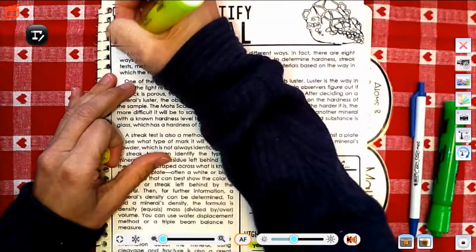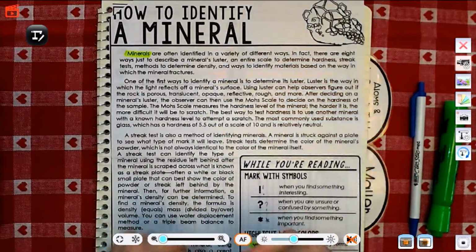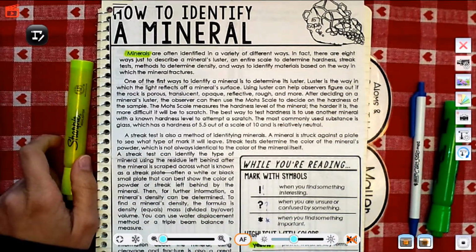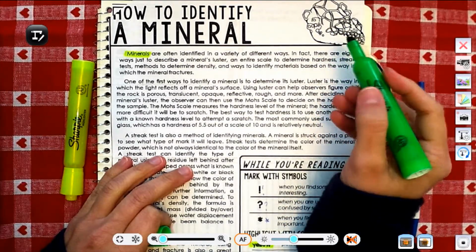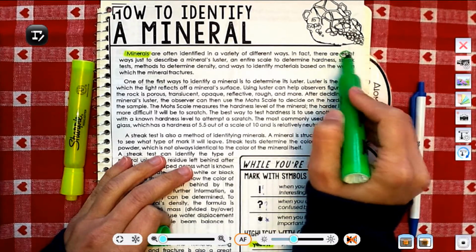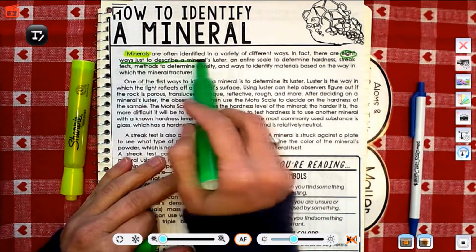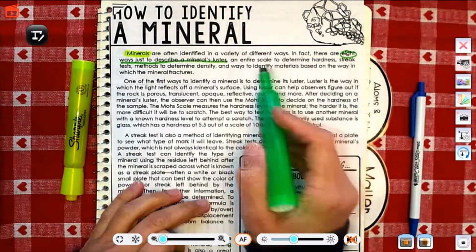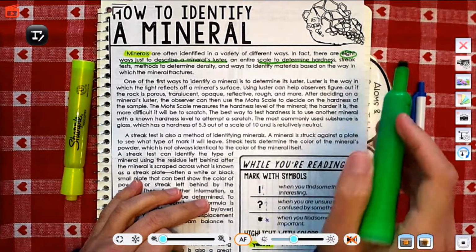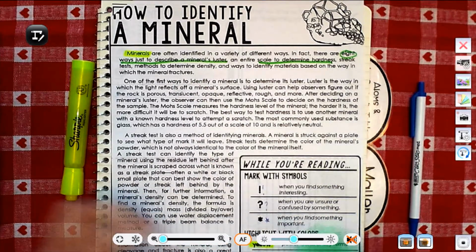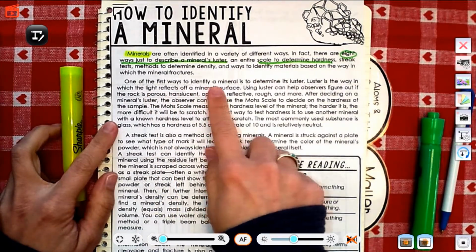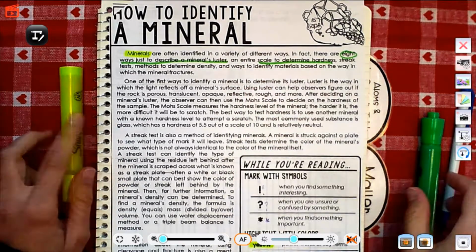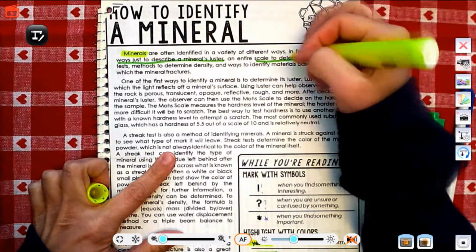So minerals are often identified in a variety of ways. In fact, there are 8 ways to describe a mineral's luster. So we remember that, 8 ways to describe a mineral's luster. And an entire scale to determine hardness, a scale to determine hardness. Streak tests, methods to determine density, and ways to identify materials based on the way in which the mineral fractures. One of the first ways to identify a mineral is to determine its luster. So that's a key word.